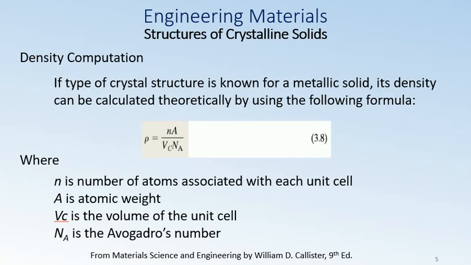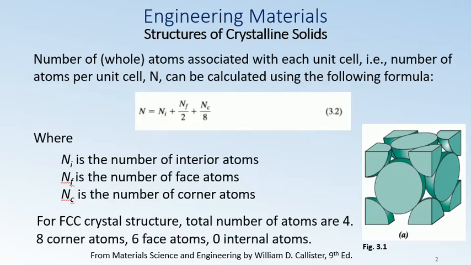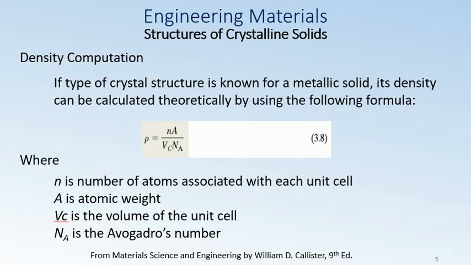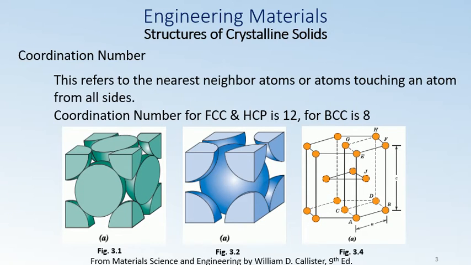In this formula, n is the number of atoms associated with each unit cell, which we calculated when we were talking about the crystalline structures earlier, as shown, I guess, in the figure on slide 2. How many total atoms are there for a particular crystalline structure? If you calculate this, then A is the atomic weight that is given for each of the elements, and this is the volume of the unit cell, and that volume of course we can calculate from the dimensions of the unit cell.